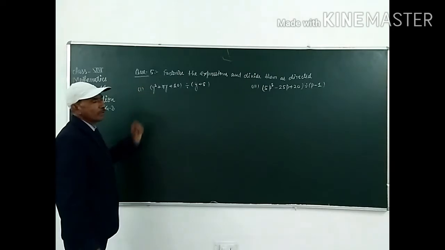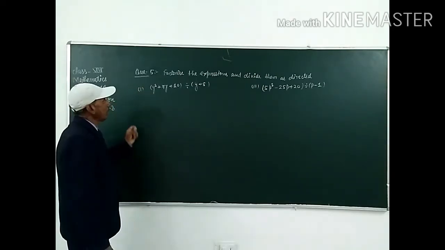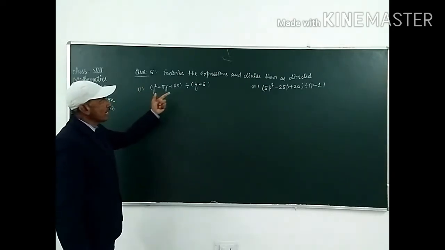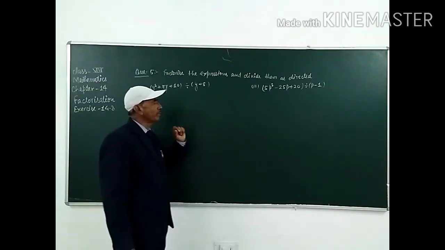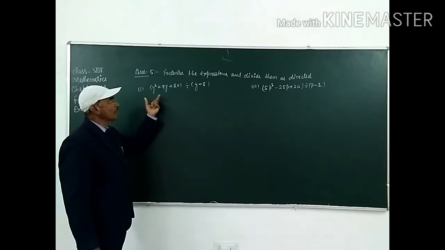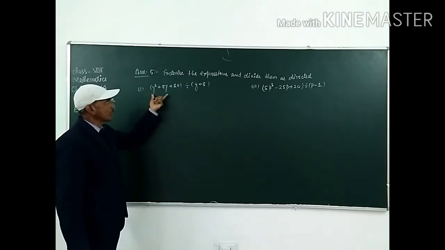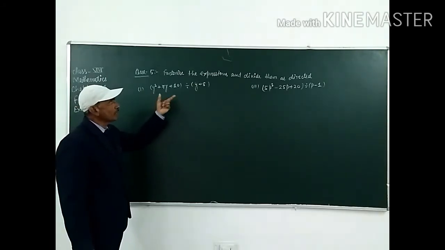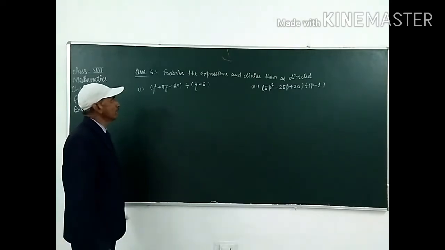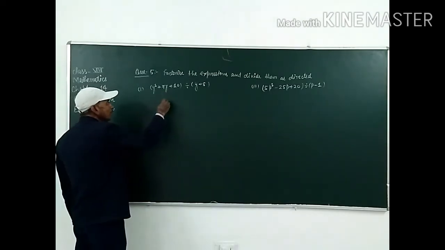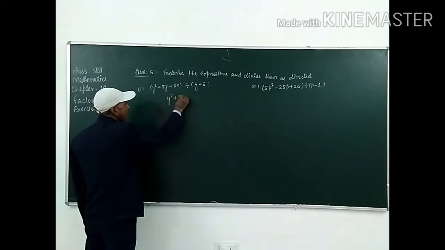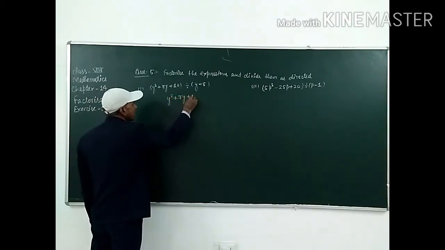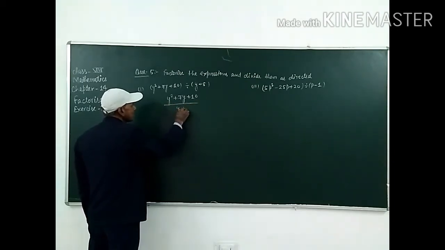This is question number 5, student, and in this we have to factorize the expressions and divide them as directed. So first of all we have to factorize the first part of this expression, after that we have to divide it. So first of all we have to write this like this, student: y square plus 7y plus 10 divided by y plus 5.